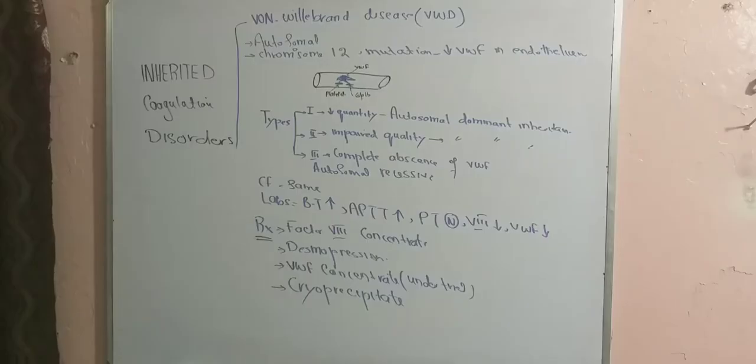The third disease in the inherited coagulation disorders is von Willebrand disease. V-O-N, von Willebrand, W-I-L-L-E-B-R-A-N-D disease. It's an autosomal disorder. It's an inherited disorder, but it's the autosomal one.